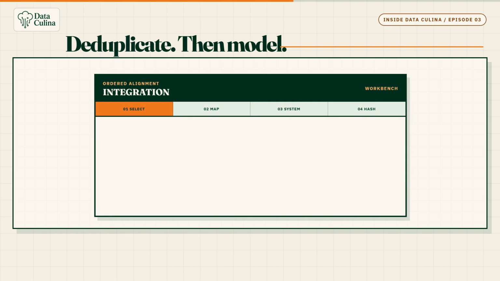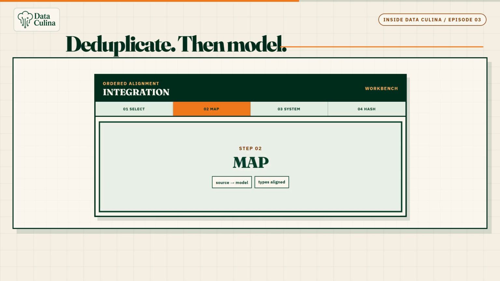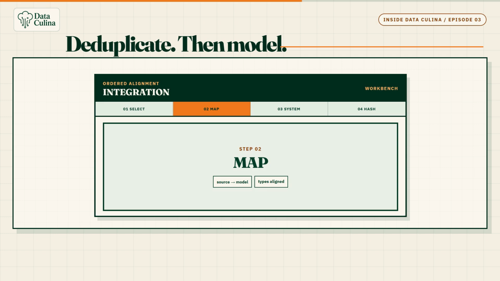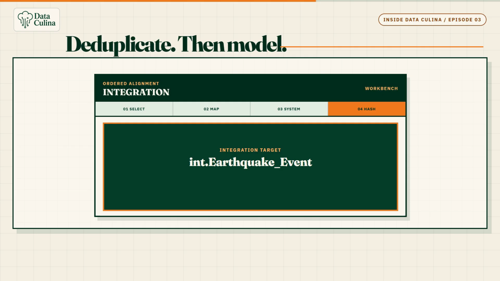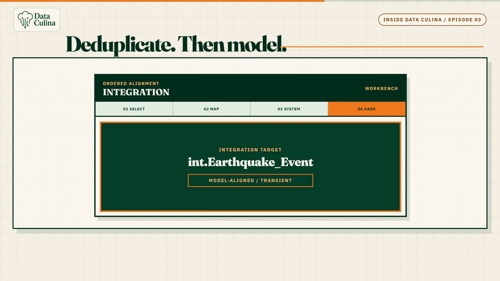Integration is the primary transformation workbench. The earthquake rows can be filtered, joined, mapped, deduplicated, aligned to the target model, enriched with system fields, and given a row hash. Business rules become explicit, ordered steps instead of mystery code. Our staging earthquake table becomes integration.earthquake event. Integration is model aligned and useful, but intentionally transient.